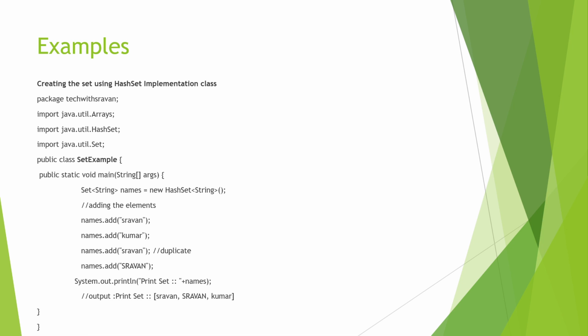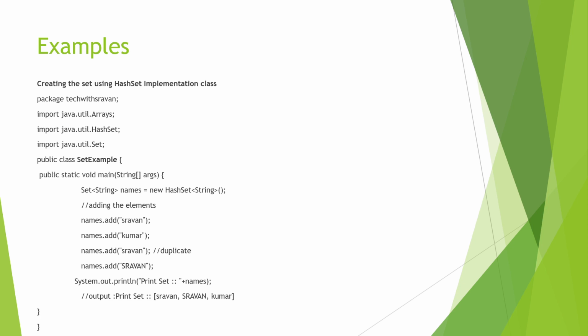So Set is available in the java.util package. In the main method, you see Set names equals new HashSet. The implementation class we are using is HashSet. We are using a generic type, String, so names will only accept String type elements. This is the way we can create the object for the set.